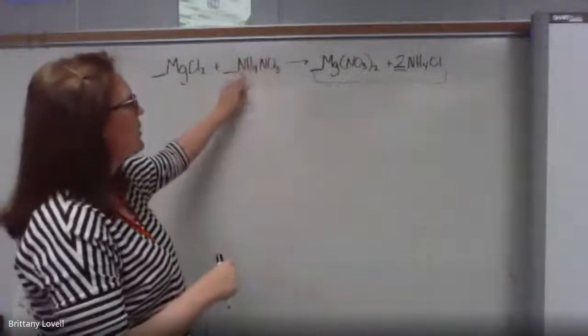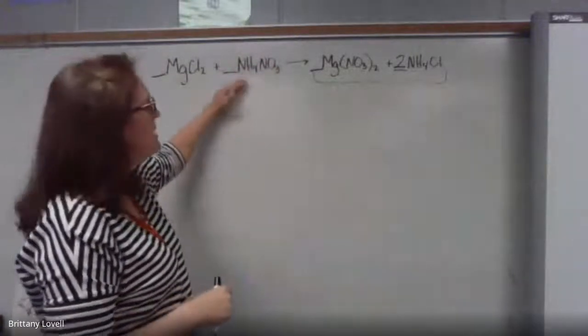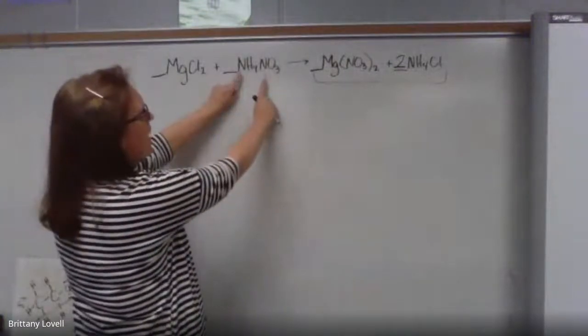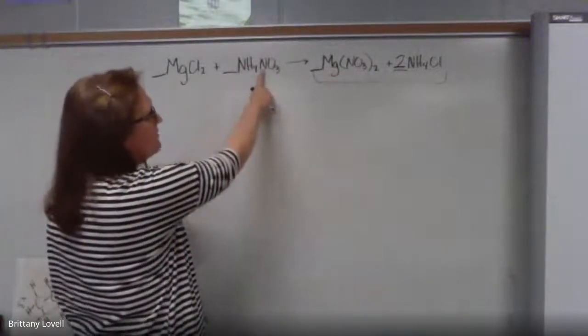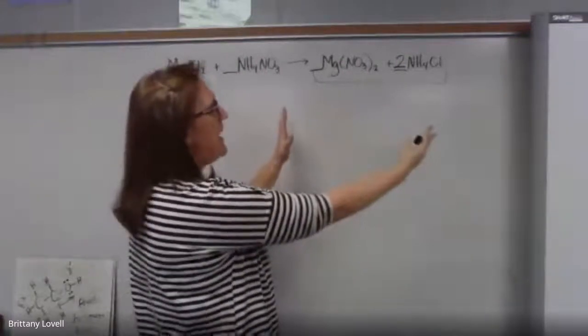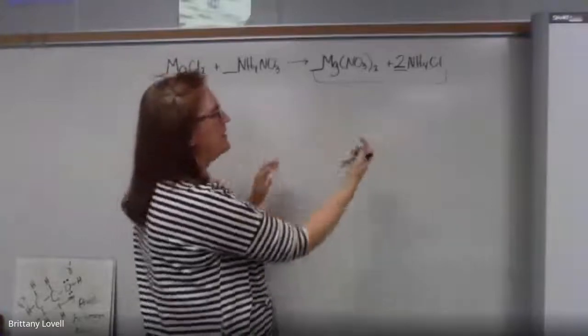So I'm going to keep moving across and I'll look at my nitrogens. In this formula right here, if you look at the whole formula, you have a nitrogen here and 1 there. So you have 2 nitrogens on the reactant side. How many do we have on the product side?